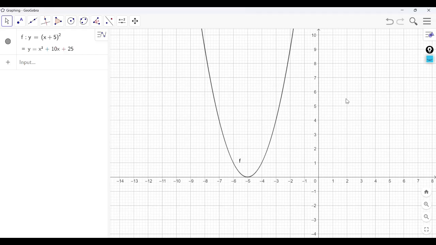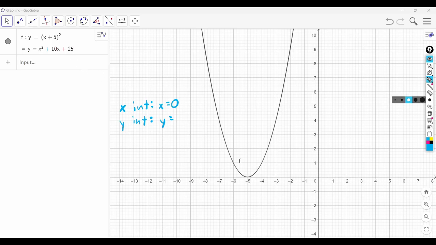And you can see this is really giving you the x value of your vertex. So if there's a plus 5 in there, your x value is the opposite sign. It's at minus 5.